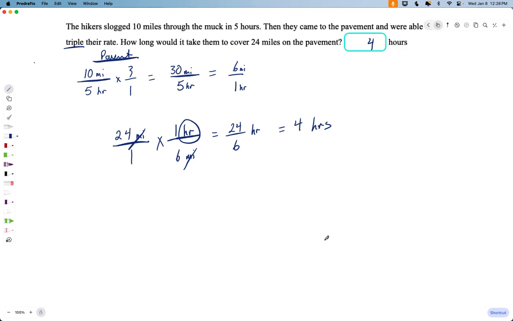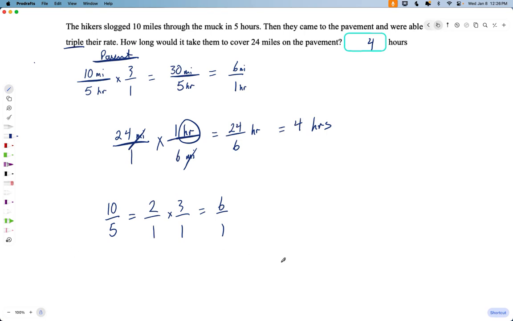Take the time to think it through, okay? You could have even started by saying, oh, they're doing 2 miles for 1 hour, right? You could have reduced this fraction in the front. 10 over 5 is equal to 2 over 1. And if I triple that, so that's times 3 over 1, then that's 6 over 1. You could have reduced it at the beginning instead of at the end. You still got the same rate if you did it that way.